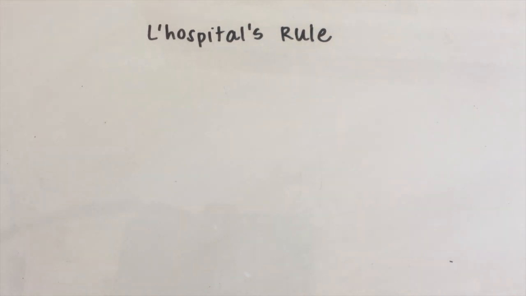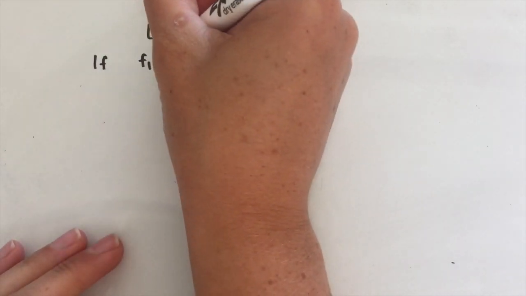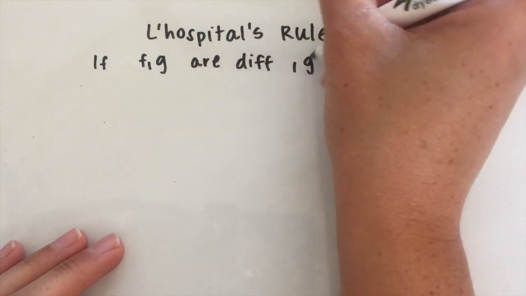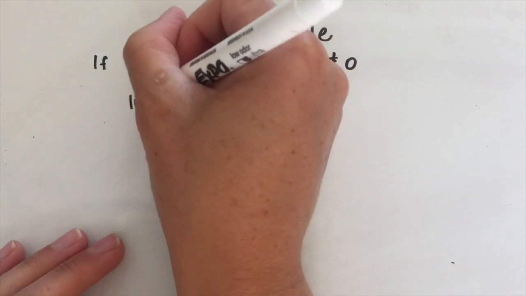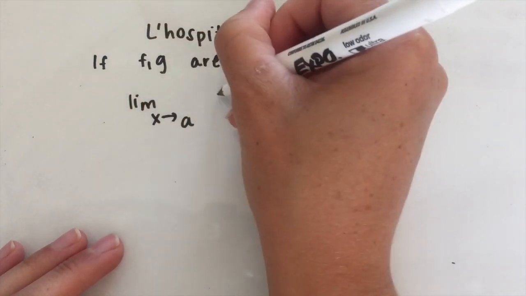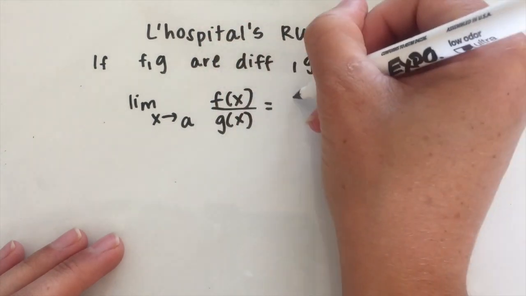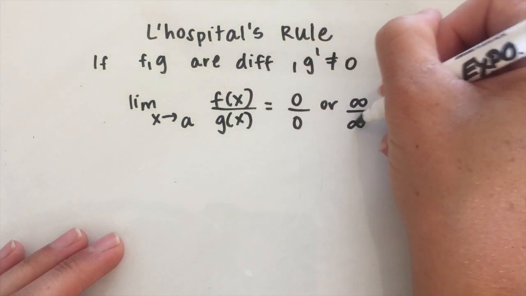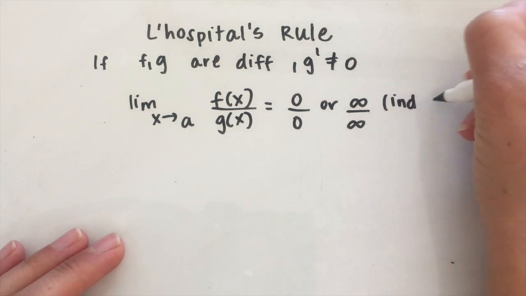In this video, I will be going over L'Hopital's rule. This rule states that if f and g are differentiable functions and the derivative of g is not equal to 0, and we have the limit as x goes to a of f of x over g of x equals 0 over 0 or infinity over infinity, and these would both be considered indeterminate form.